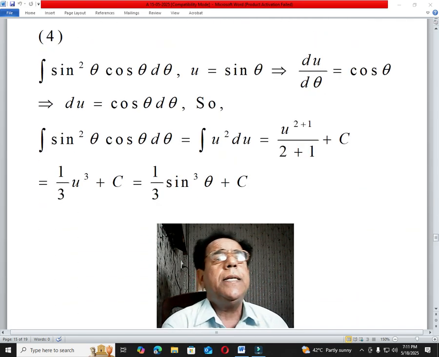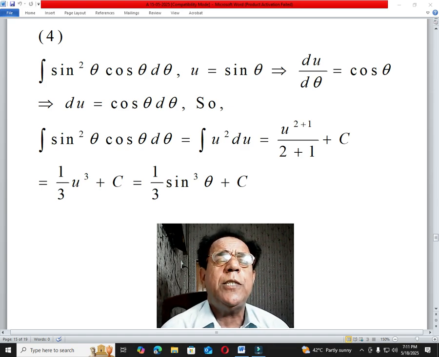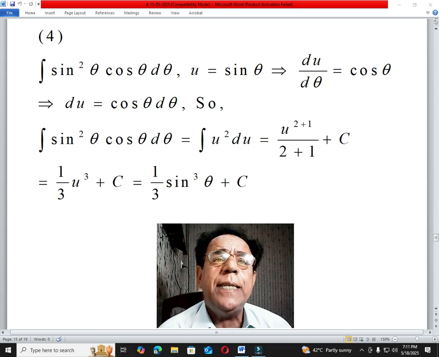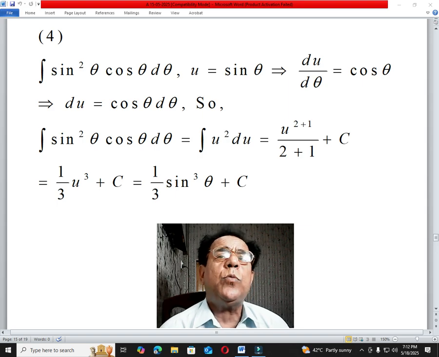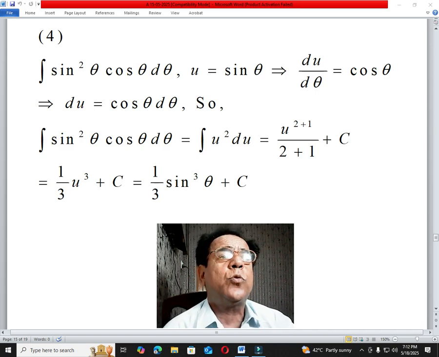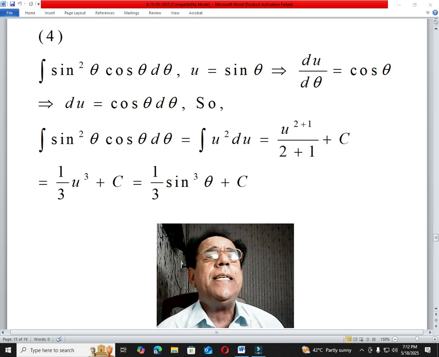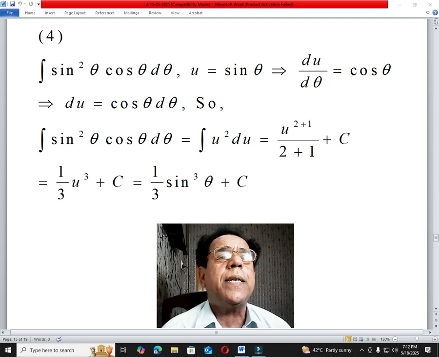Integration of sine square theta cos theta d theta. The substitution which is proposed or suggested is u equal to sine theta. When u is equal to sine theta, then du by d theta will be equal to cos theta, and from here du will be equal to cos theta into d theta. And we know that in the problem statement cos theta and d theta appear. So in place of this cos theta d theta we will use du, and in place of sine square theta we will use u square.